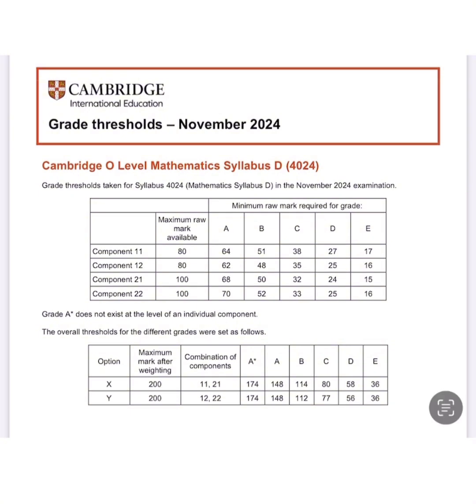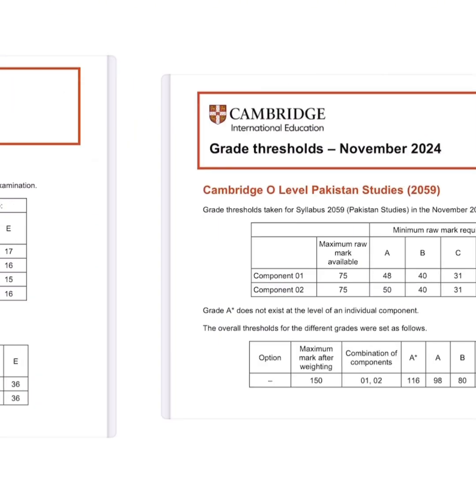Moving to O-level mathematics, syllabus D 4024 is our subject code. We have two variants and two components, and our components for Pakistan are 12 and 22. For P1 you need to score 62, and for P2 you need to score 70, and to get an A star you need to score 174. To get an A you need to score 148. To get B you need to score 112 marks out of 200.